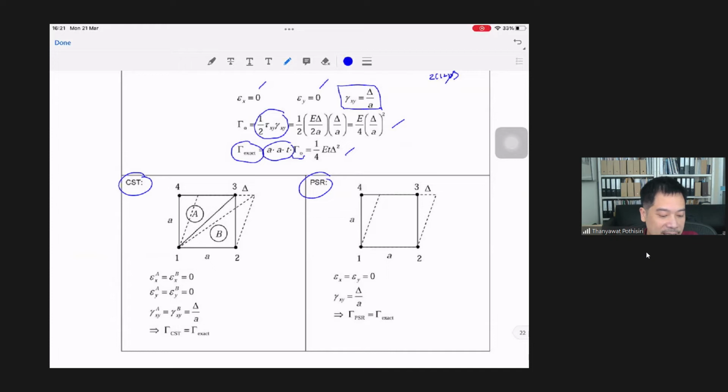So again, in this case, if you compute your strain components based on the B matrix, you will also see that the shear strain would match with the exact solution. So you get this same amount of strain energy for both models. Okay.